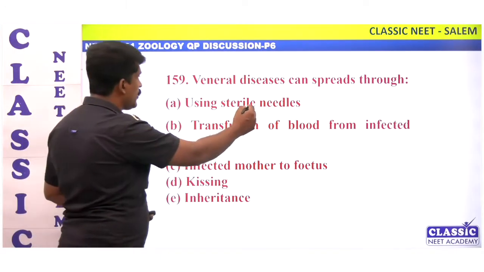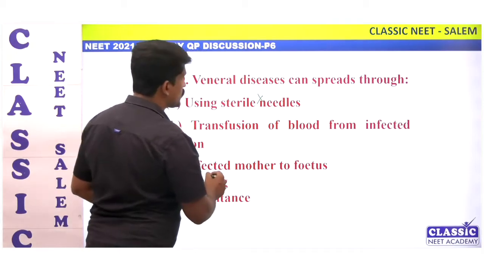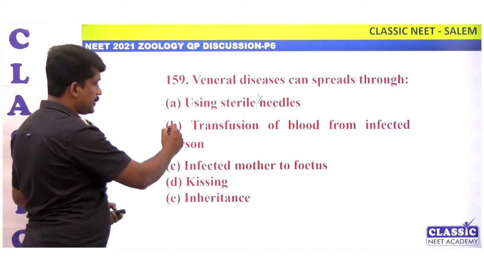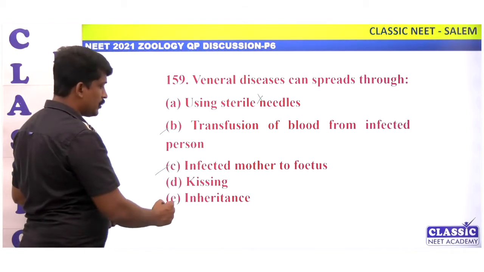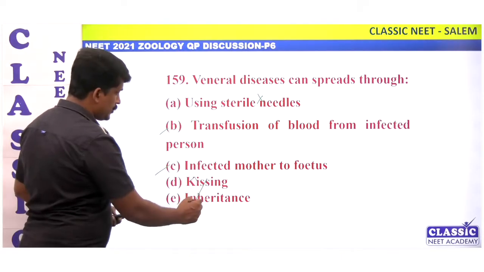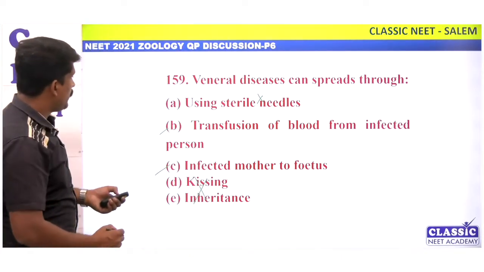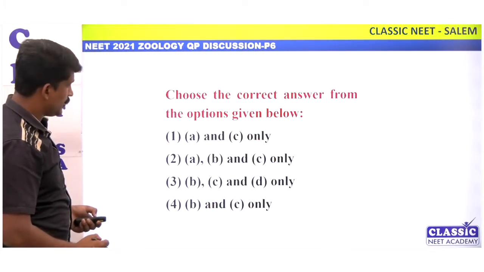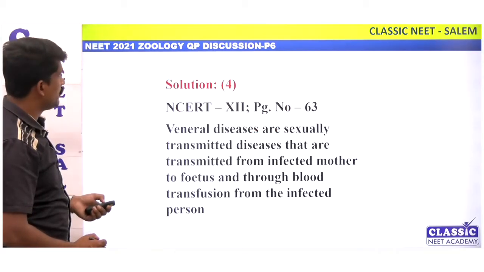Okay, so the first option: venereal diseases can spread through, that means the STDs only, sexually transmitted diseases. Using sterile needles it will not be coming. Transfusion of blood from infected persons can spread infection, and mother to fetus also. So these two have no chance. So we will go with the B and C options. That means that is the fourth one.